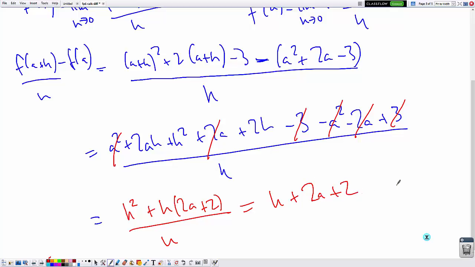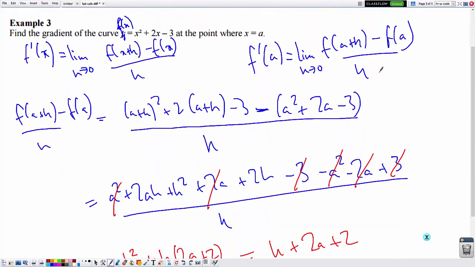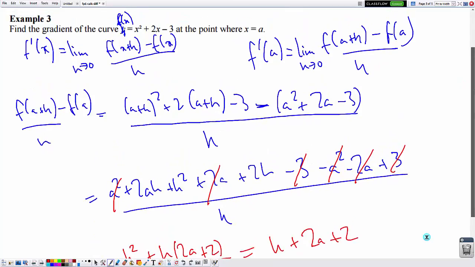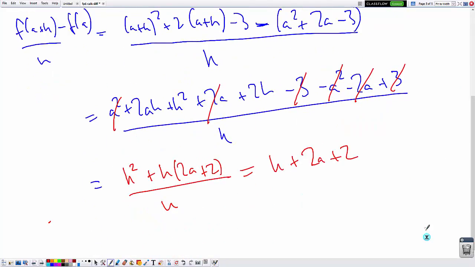Okay, that's pretty simple. Finally, we've worked out this bit in here: it is h plus 2a plus 2. So let's actually now do the limits. f prime of a is equal to the limit as h tends to 0 of this, which we've just worked out is h plus 2a plus 2.